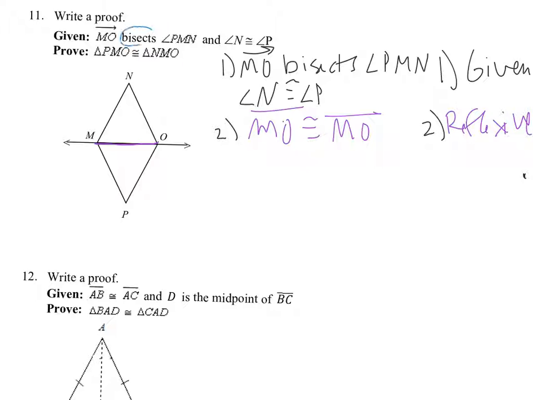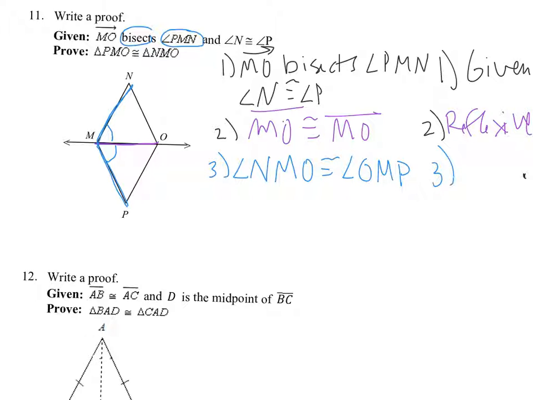Again, I have it bisects this angle, PMN. So it bisects this angle right here, cuts that in half. That means this angle is congruent to this angle. So my next step will be angle NMO congruent to angle OMP. The reason why, definition of bisect.